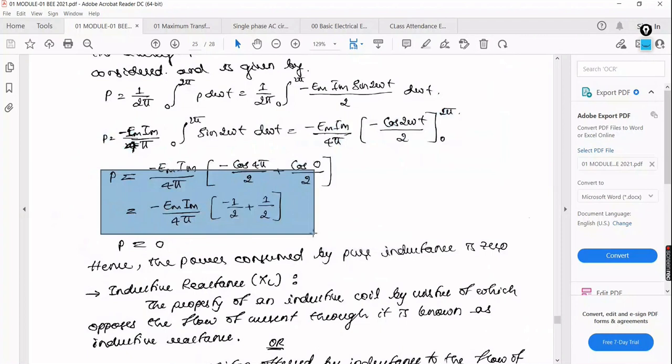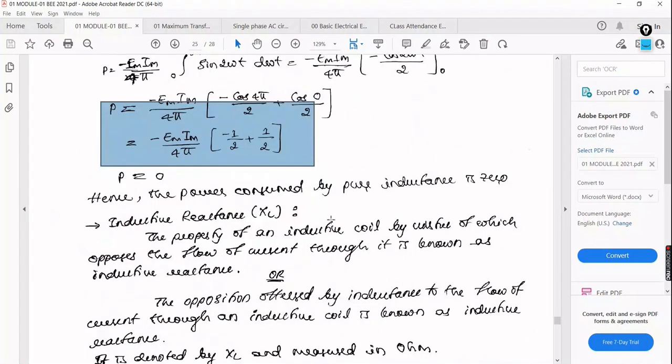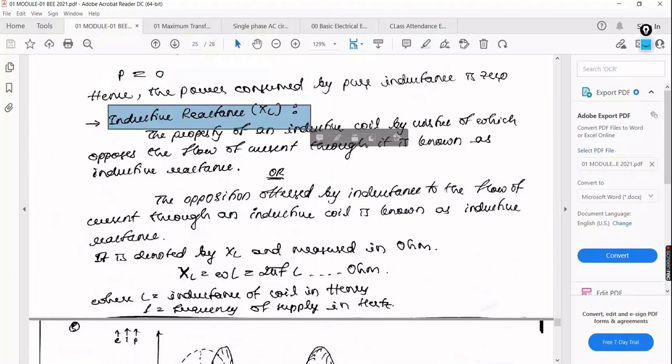If not, you won't. Okay, then what is inductive reactance? Inductive reactance is represented by XL. It is the property of the inductance by virtue of which it opposes the flow of current through it, or the change in current happening in the inductance. That itself is called inductive reactance. XL is equal to omega L, which is equal to 2 pi f L. 2 pi f is the omega, angular displacement, with unit radian per second. Inductance unit is Henry. Remember that.